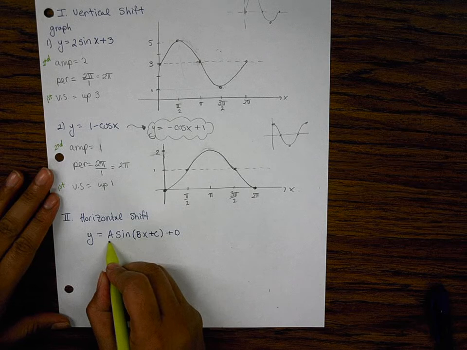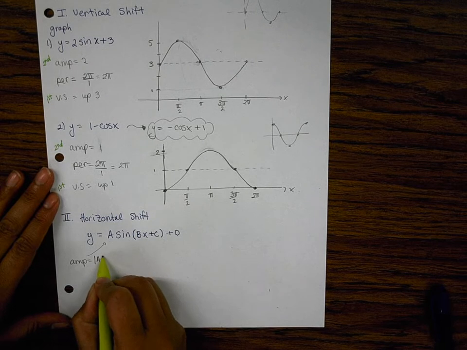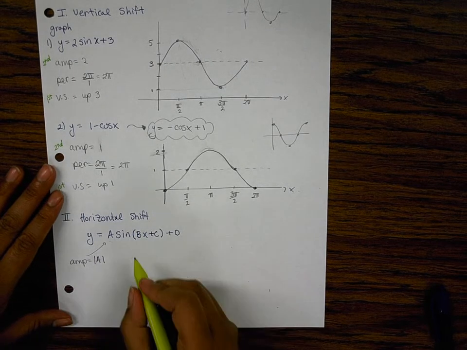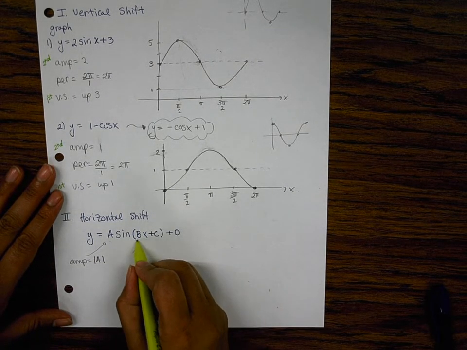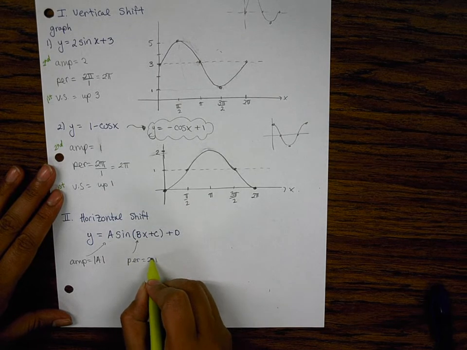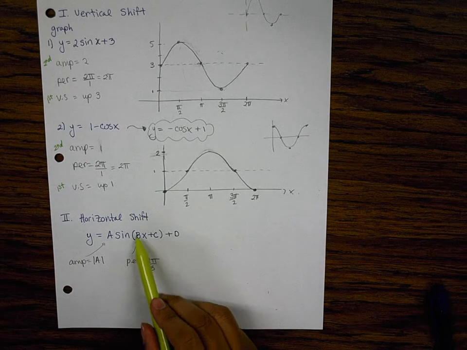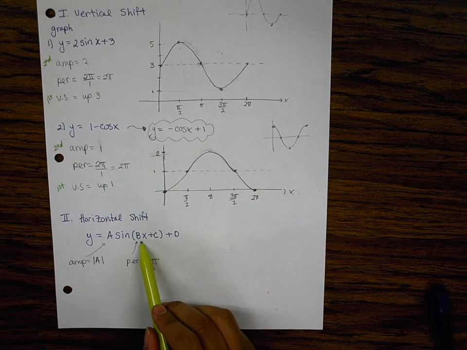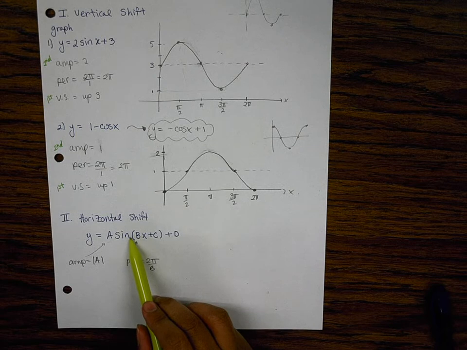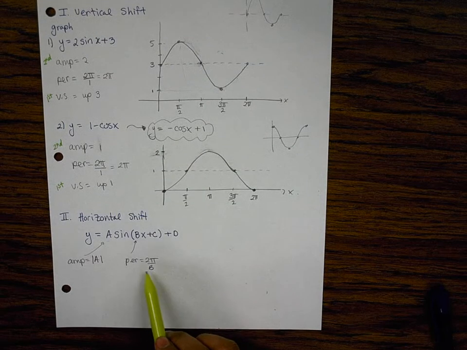Okay, as we stated before, A tells us the amplitude, and it's not A, it's the absolute value of A. B tells us our period. Period equals 2 pi over B. Just a heads up, sometimes the B is inside the parentheses like it is here. Sometimes it's factored out to the front. Either it's here or here. It's still going to be right by the X, and that's going to be what's in your denominator to find your period.